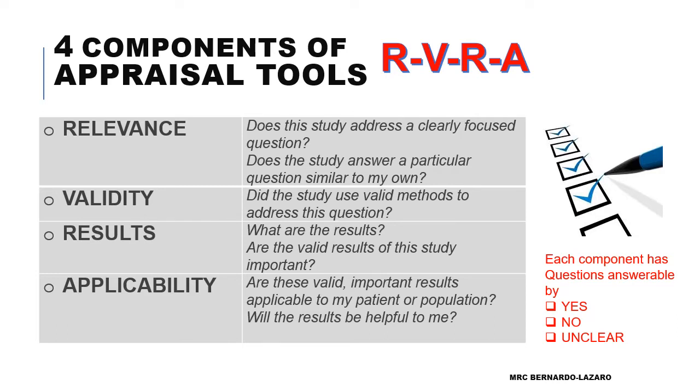Validity would ask if the study used valid methods to address the research question. And this is usually the bulk of the appraisal tools. But a good knowledge on the basics of the study design would really help. Then you have the results. Know what results you will look for depending on the study design and the question that you ask. So, for example, you're asking about diagnostic. What results will you be looking for? If your question is therapeutic, what results are you looking for? And finally, applicability would ask if the relevant, valid, and important results are applicable to your patient.